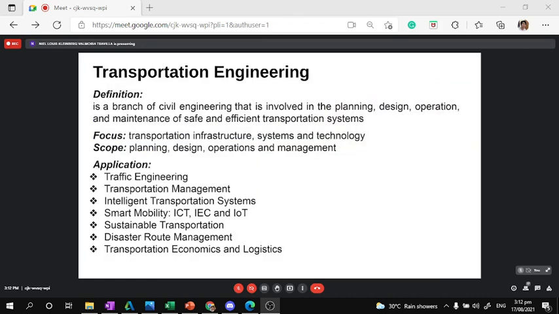So, sumatotal, when we talk about transportation engineering, it includes the science or the branch of science and civil engineering that involves the planning, design, operation, and maintenance of safe and efficient transportation system. So, ang focus gid niya kay transportation infrastructure, yung system, and yung technology na involved. But the scope includes planning, design, operations, and management.